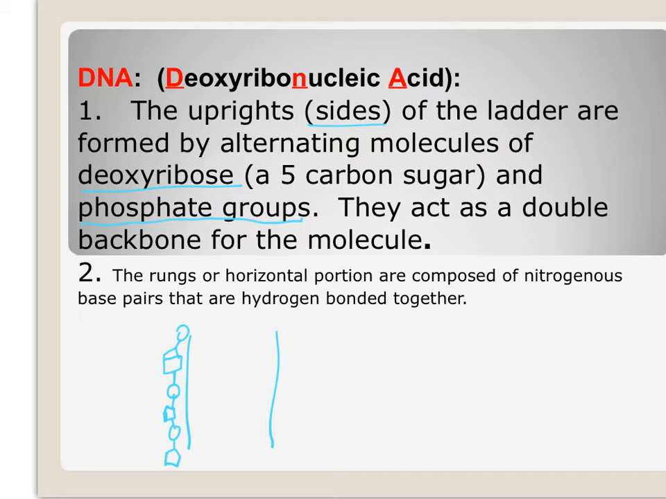So that's the whole sides of DNA. Sugar, phosphate, sugar, phosphate, sugar, phosphate. So that's the sugar phosphate backbone. Backbone, that's what they call it. And so the sugar is always deoxyribose in DNA, and then it's just a phosphate group.